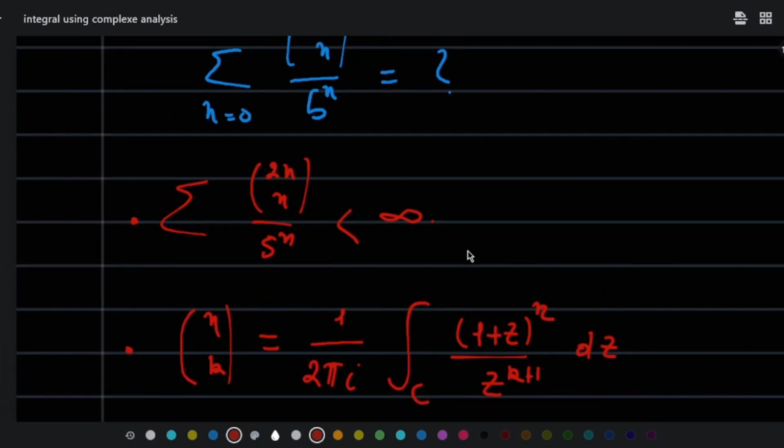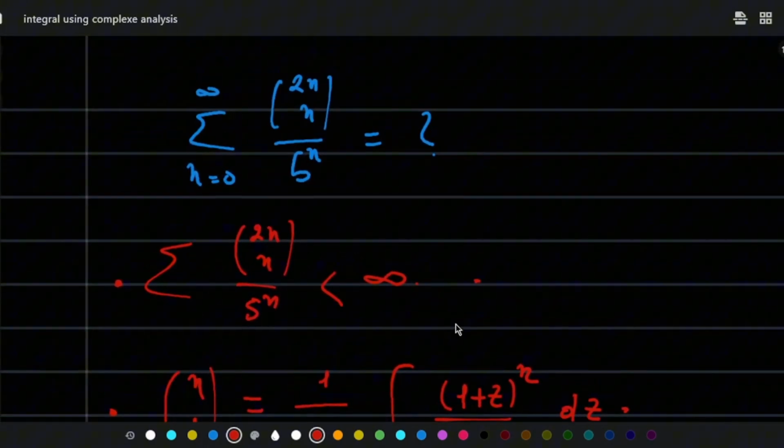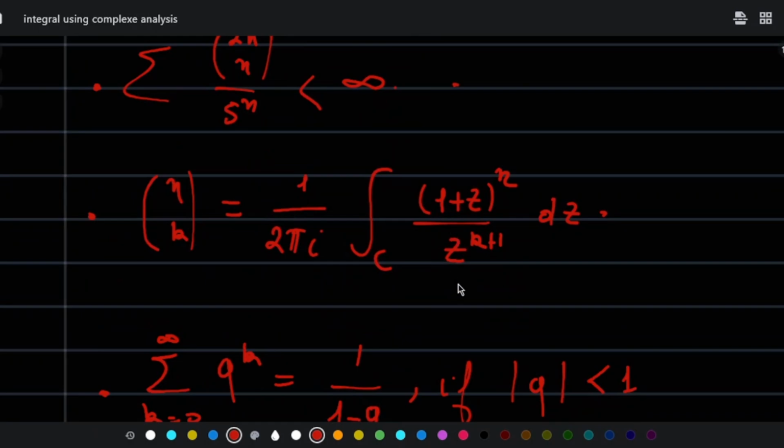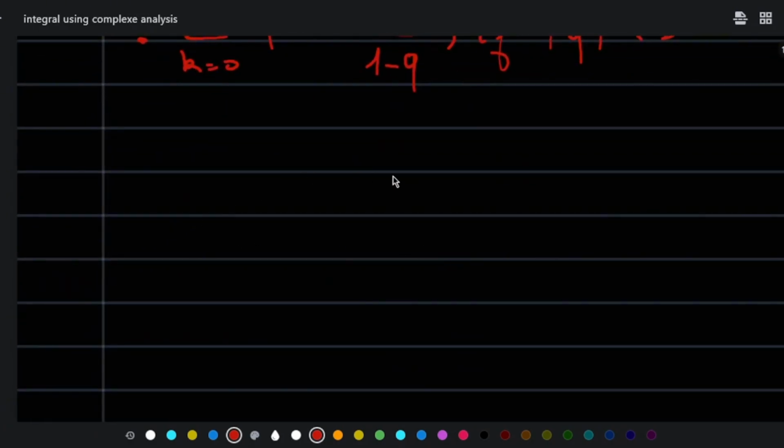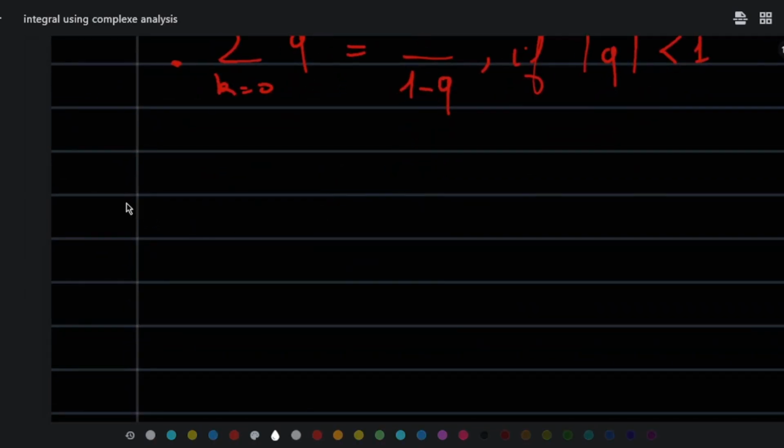So in the previous video we proved this and this, and this is well known. So to evaluate this series I will use these three facts and the residue theorem.